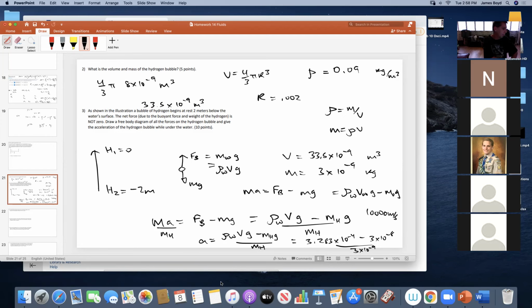I'm not sure if this is the right one that I want. Sorry, I should have had this open already. Oh, nope, this is the wrong one. Yeah, I get 1.09 times 10 to the fifth meters per second squared is the acceleration. So that's dumb of me. This is actually acceleration, which is pretty fast.